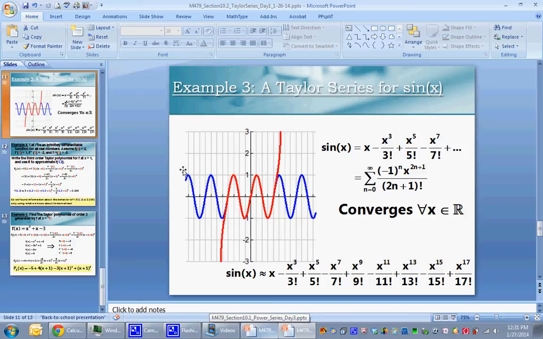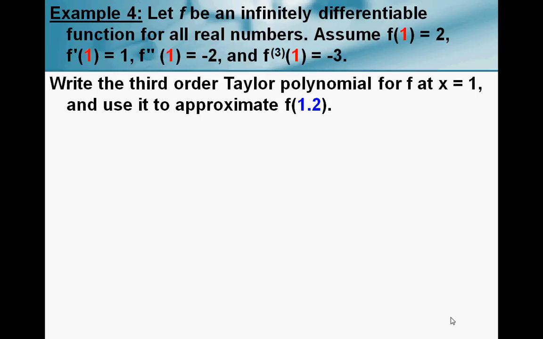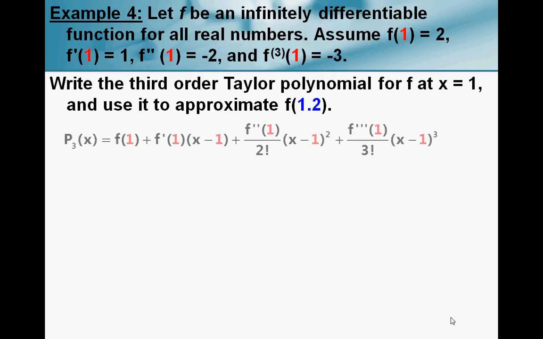Okay, and let's do 2 quick examples that'll help you on your homework, and then we'll be done. So example 4, let f be an infinitely differentiable function for all real numbers. Assume f of 1 is 2, f prime of 1 is 1, f double prime of 1 is -2, and f triple prime of 1 is -3. And it says write the third order Taylor polynomial for f at x equals 1, and use it to approximate f of 1.2.